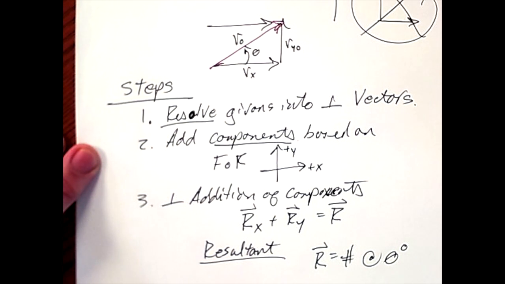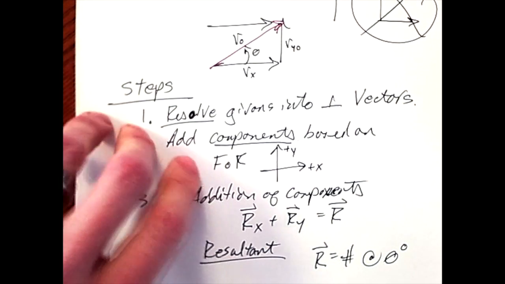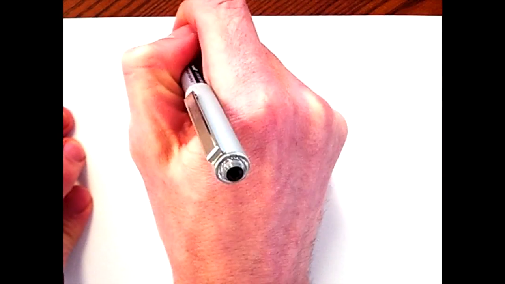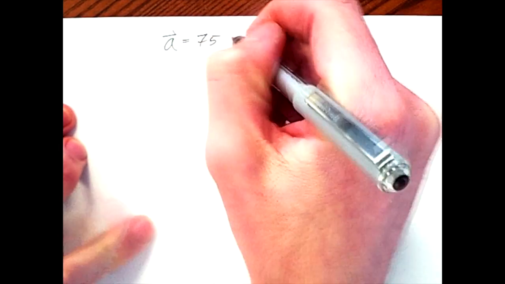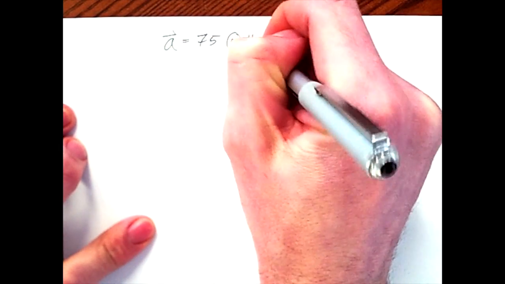That make sense? So, what's the difference between the R and the B? I'll show you. Probably easier to think about it in terms of an example. So, the example I have is A as a vector equal to 75 at an angle of 110 degrees.